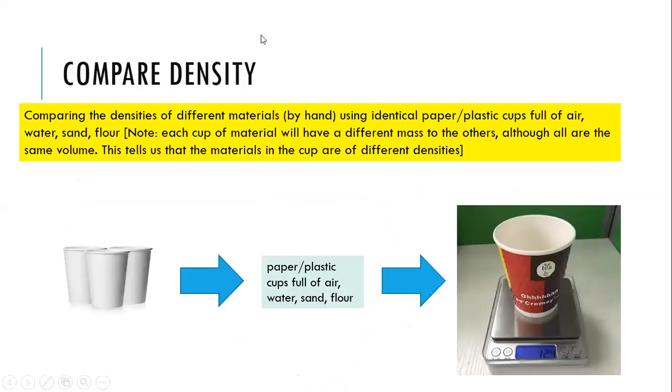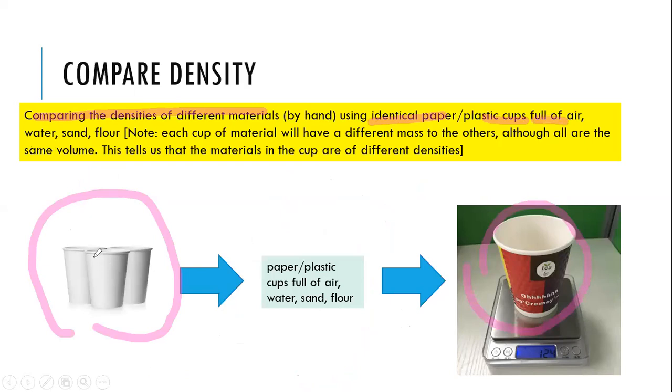There is another one that I want to highlight and discuss: comparing the densities of different materials by hand using identical paper or plastic cups, like a foam cup, or the cup that you use for tea or coffee. In one of the cups, same size, you fill it with air. How do you do that? You just move it around in the air, that's all.